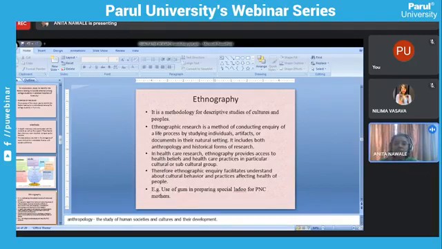This is a very important aspect in nursing also, as you know that there are some cultural practices which affect a person's health. For example, there is a practice of using gum in preparing special laddu for PNC mothers because it is seen that they are rich in calcium. So this is one of the cultural practices in some communities that all PNC mothers will receive this. This is helpful for their health. But there are some harmful practices also present in the culture. So that can be studied under ethnography.